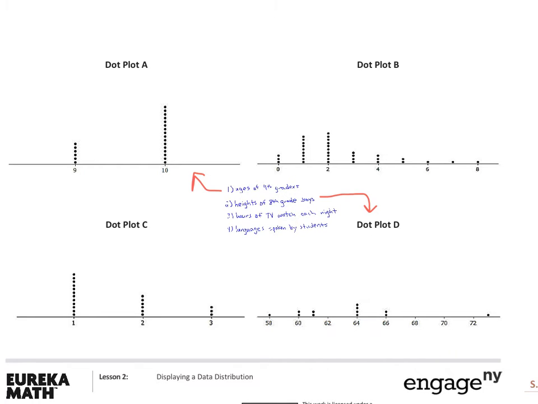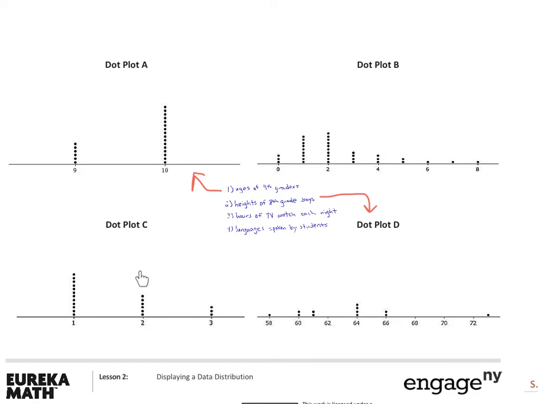Hours of TV watched each night versus languages spoken by students. Looking here, is there any way a student doesn't speak a language? So this one is kind of impossible for that, right? Everyone has to speak at least one language, even if it's sign language. That's a language, right? English or Spanish. And it looks like we have a 0. We have 3 people at 0, so it can't be that 4 is dot plot B.